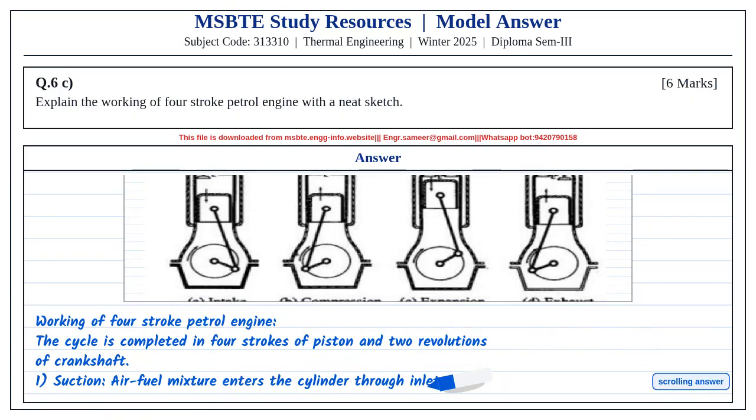Now let us read the answer. During suction, air-fuel mixture enters the cylinder through inlet valve. During compression, the mixture is compressed with both valves closed. During power or expansion, spark plug ignites the mixture and gases push the piston down. During exhaust, burnt gases are discharged through exhaust valve.